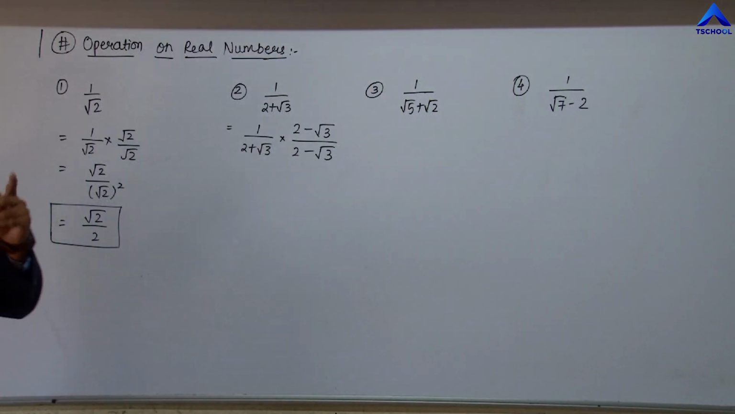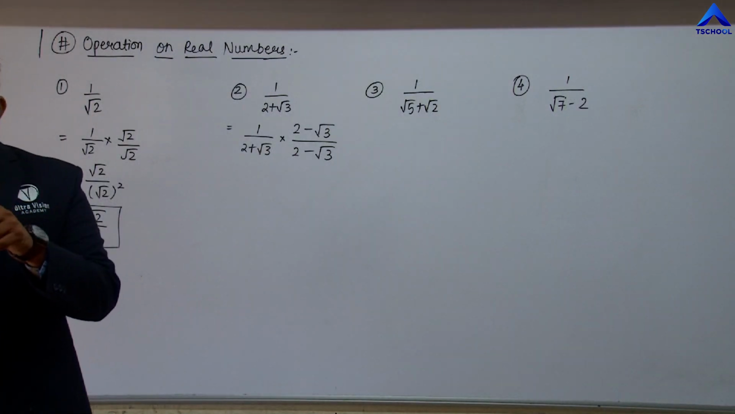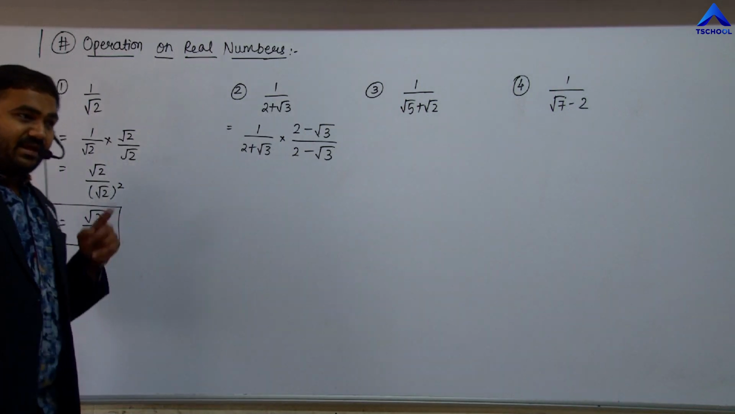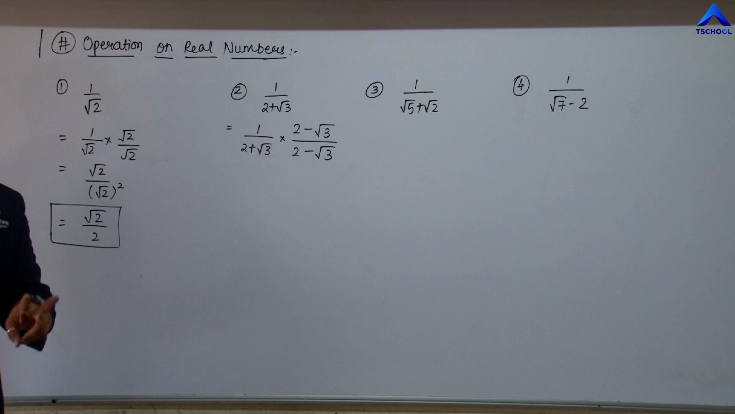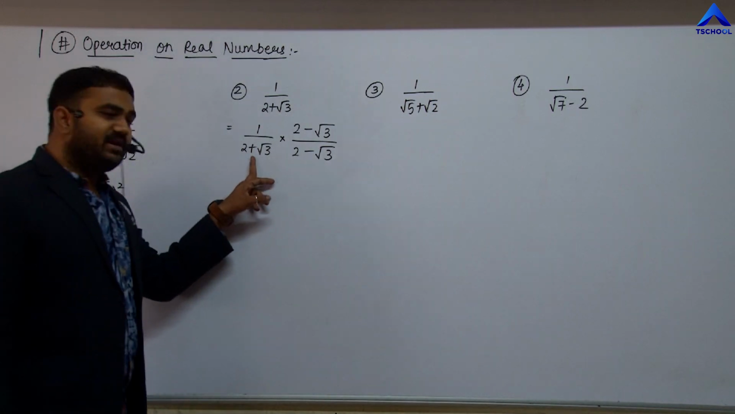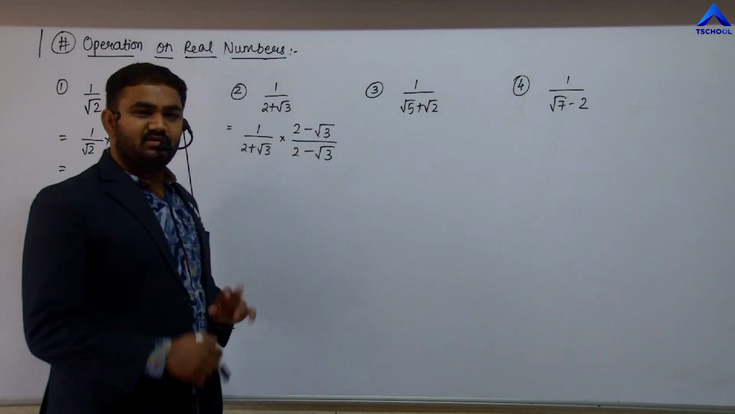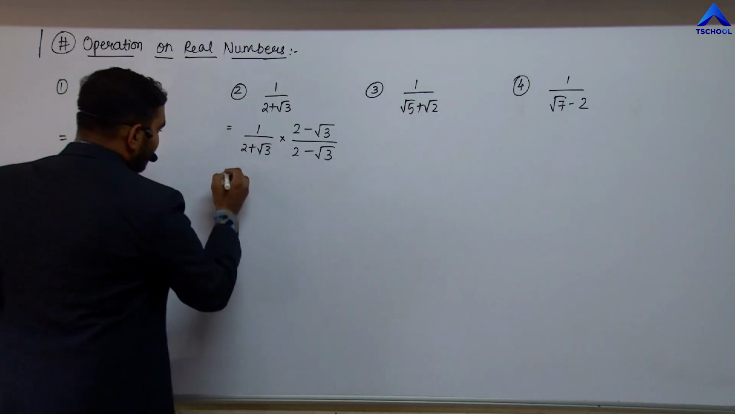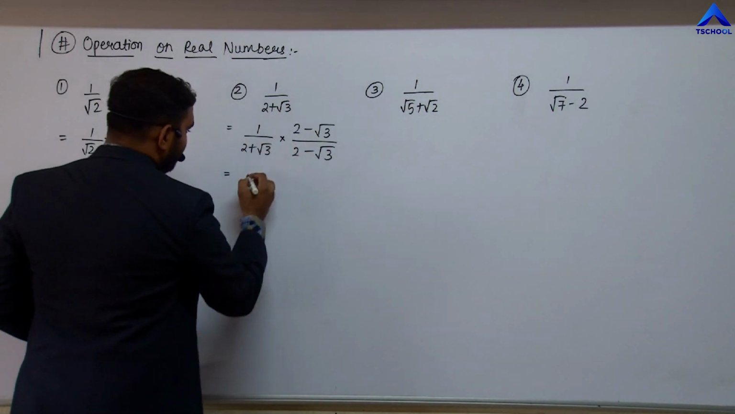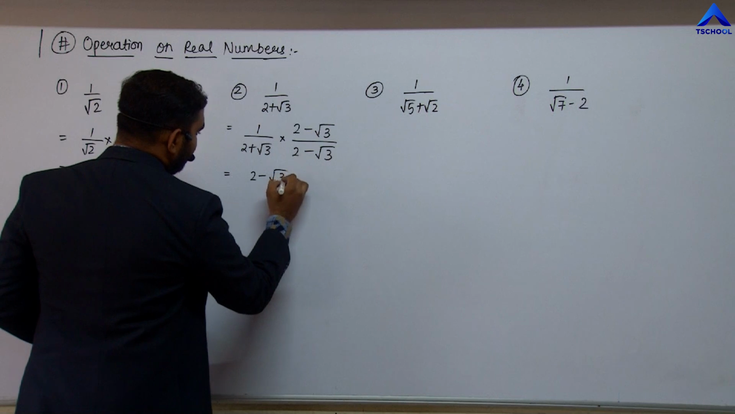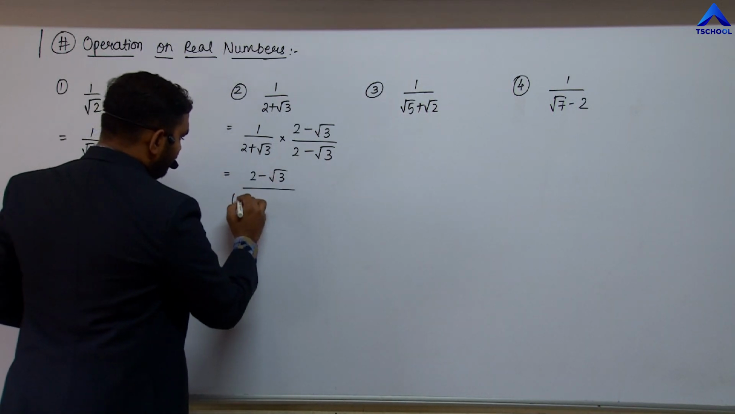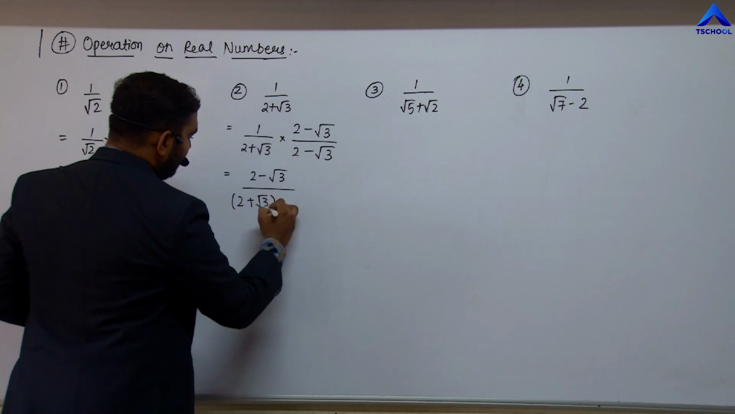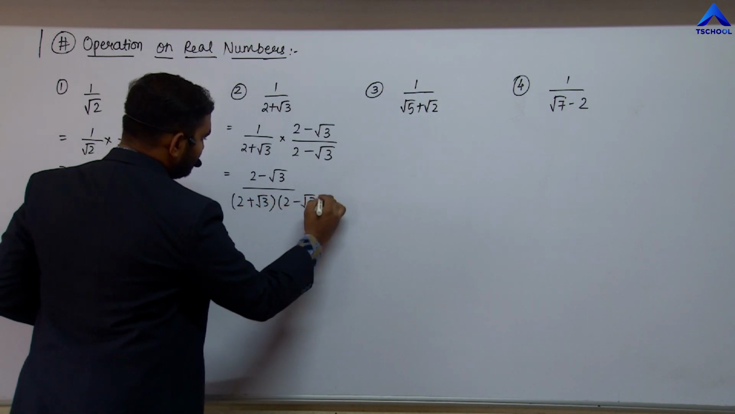I'm not talking about the irrational number. Note that, friends. Right? I'm not talking about the irrational numbers. I'm talking about the sign of the second term. So the second term here is plus root 3, that will be changed to minus root 3. So the answer here goes like 1 into 2 minus root 3, that is simply 2 minus root 3 divided by, it goes like this, 2 plus root 3 into 2 minus root 3.